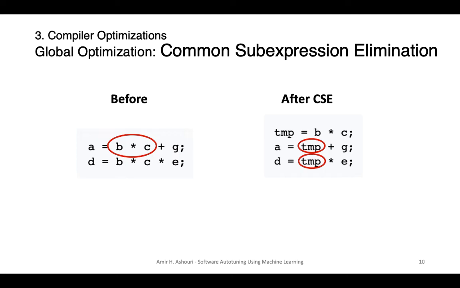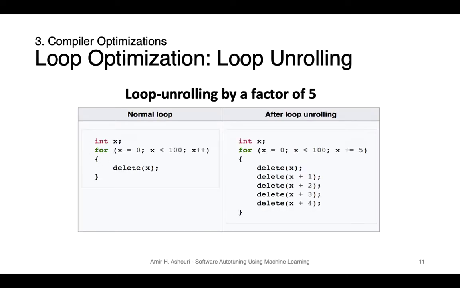So let's talk about a loop optimization. I brought up loop unrolling here. Suppose you have to loop over the variable x. If you run it on the left side, you have to run it 100 times. But you can simply unroll the loop by a factor of 5 here on the right side. So instead of running 100 times, you can just divide the loop and run it 20 times.